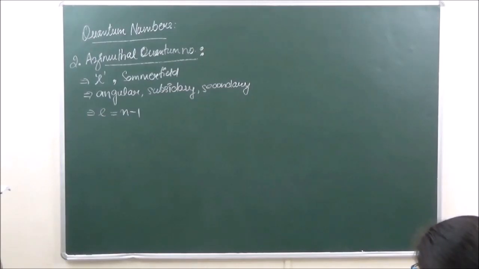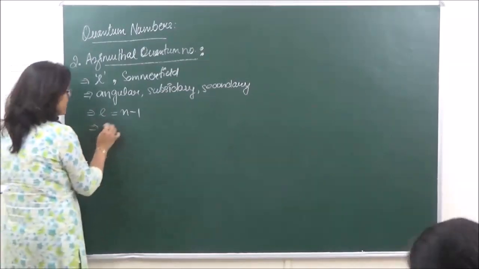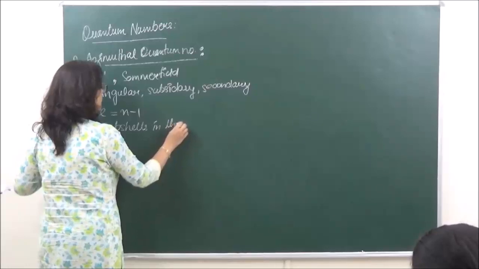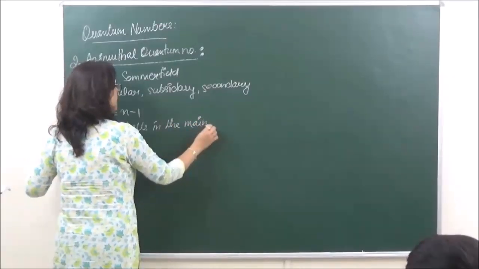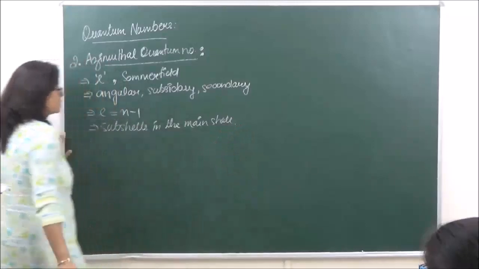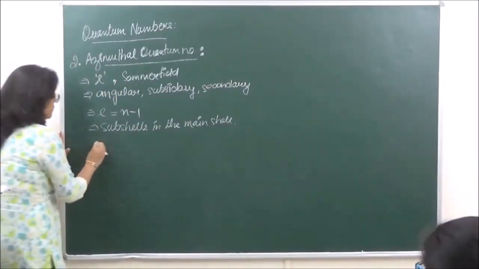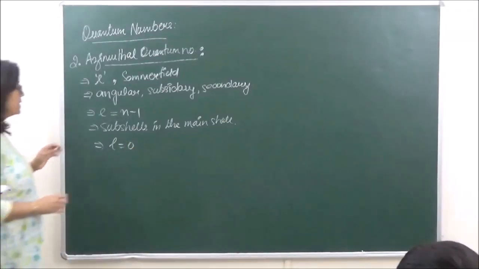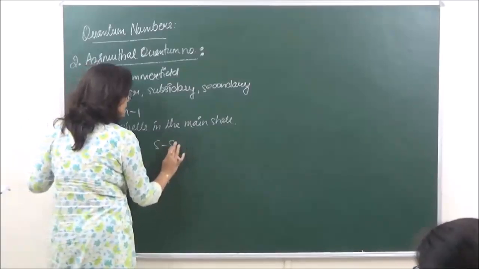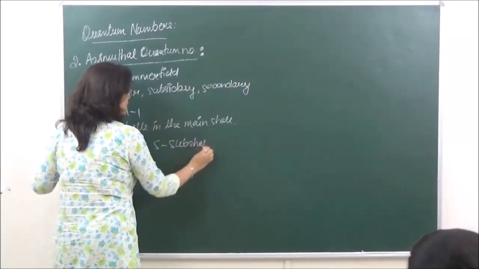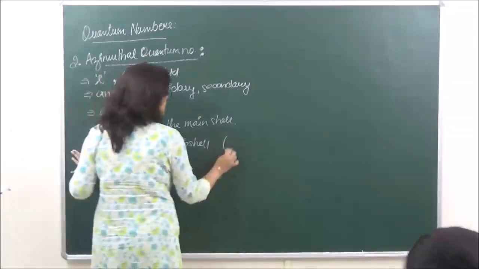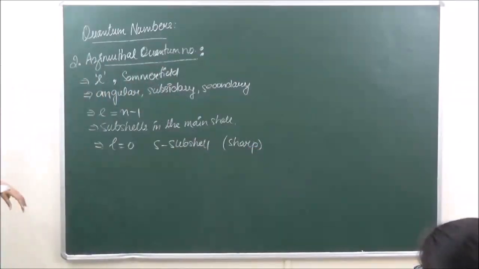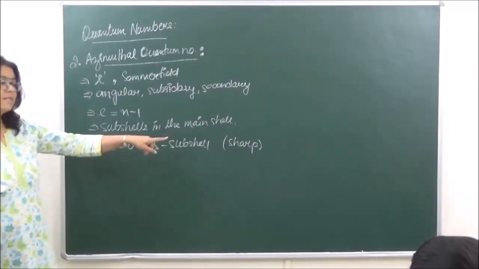Okay, and it gives us the number of subshells present in the main shell. If the value of L is equal to 0, then the subshell present is S. And S over here means sharp. Okay? The S over here, it means sharp.